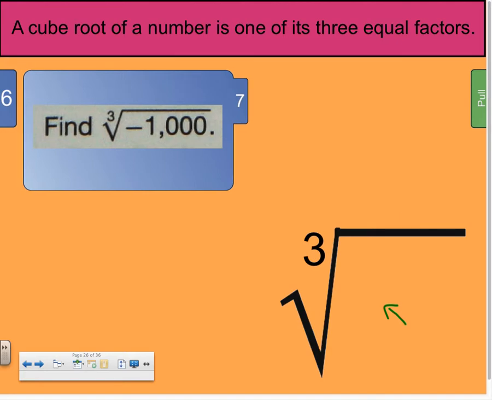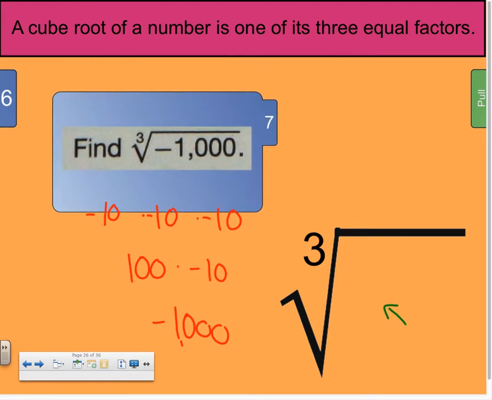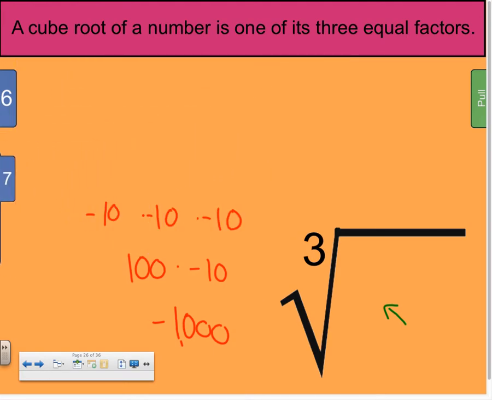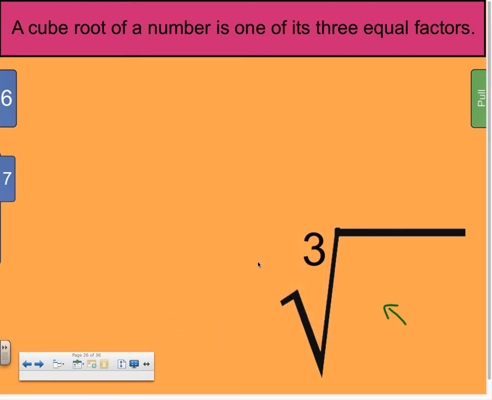So in this case, most of you would be familiar with 1,000 is simply 10 times 10 times 10. And in order for that to be negative, all of these would have to be negative. So a negative 10 times negative 10 would get me a positive 100. But then when I multiplied that by negative 10, I would end up with my negative 1,000. So remember that when working with cube roots, you may have a negative sign underneath the radical.